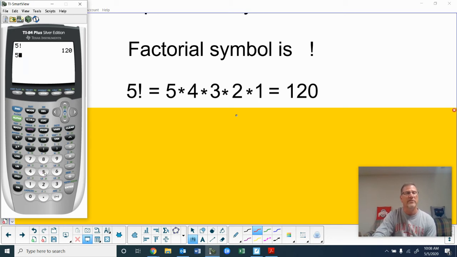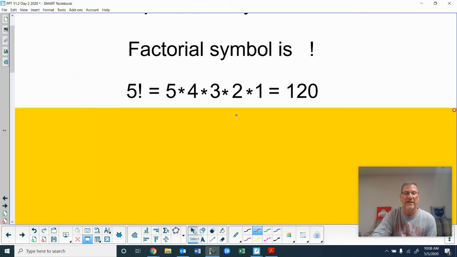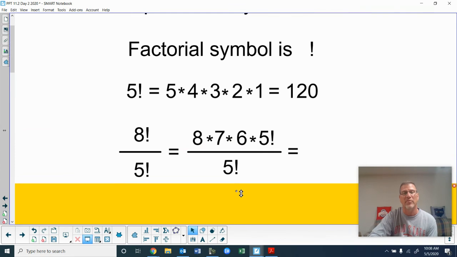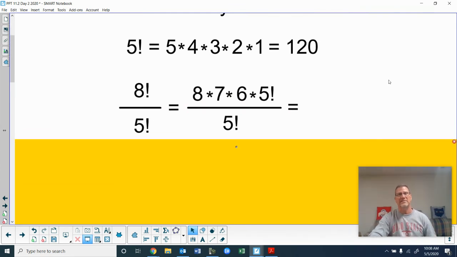Let's go with that again. You hit the number you're going to use, and to get that factorial symbol, that exclamation point, you go to math, and you can go right 3 or left 1. That's what I was thinking, going left 1, and number 4. So hit the 4 or move down to 4, however you want to do it, and hit enter. It's just using your calculator, because you might see that symbol on the practice quiz and tonight's homework. Here's a quick example of a problem like this.